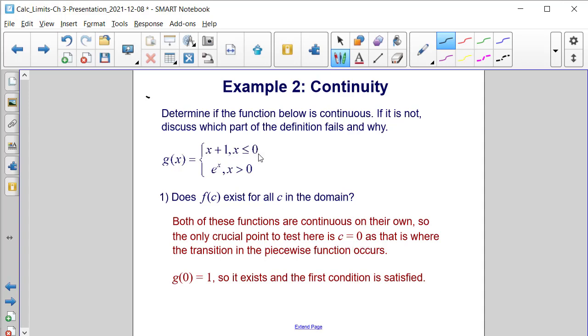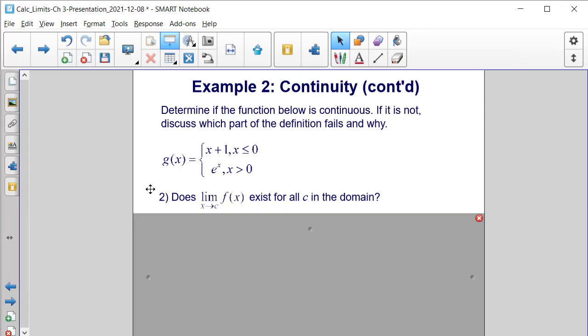Well, when c equals 0, or the x value is 0, it would go in this first piece, and if we substitute it in there, we would get 0 plus 1, which is 1. So we have g of 0 is 1, so it does exist, and the first condition is satisfied.